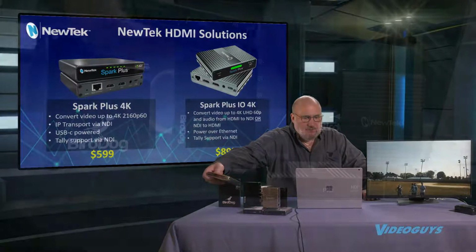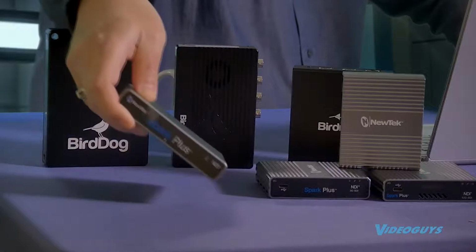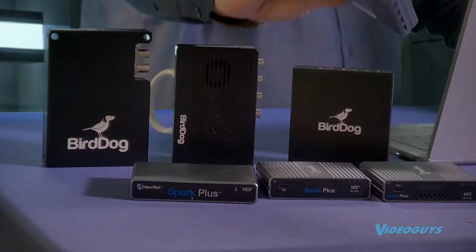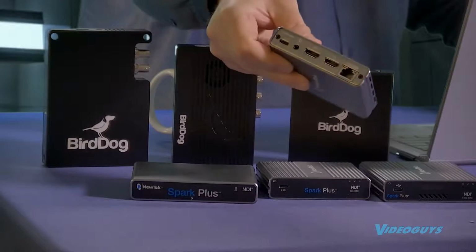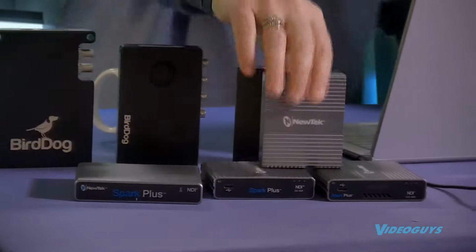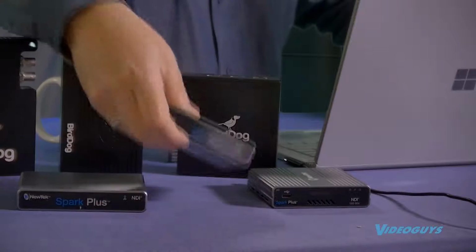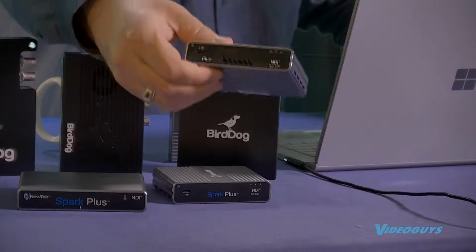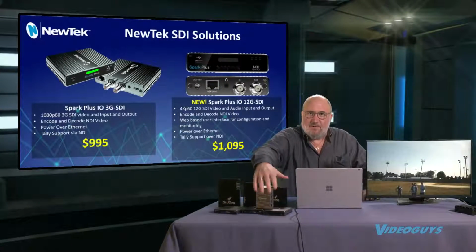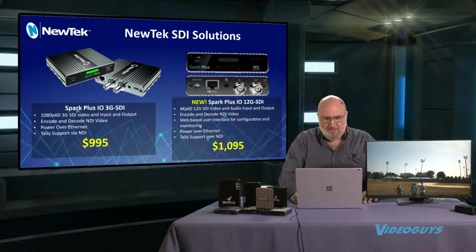This is the original Spark Plus 4K converter. It has HDMI in. It is input only. It's USB-C powered and supports tally for $599. Then we have the Spark IO 4K, which is right here. That's HDMI input to 4K. And then that's $895. And then below that, we have two SDI models that I want to show you. We have the 3G SDI, and 12G SDI Spark Pluses. And those are available for $995 and $1095. And the Spark Pluses over here, these three, all do encode or decode. So very cool, works great in your workflow.